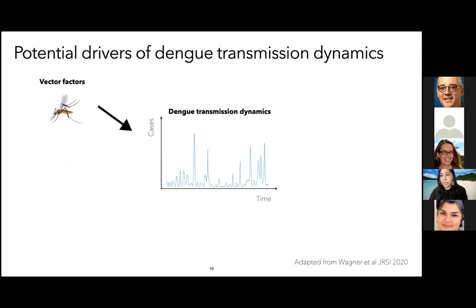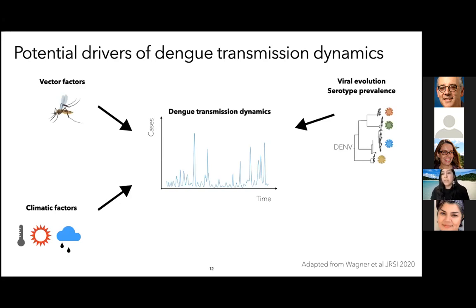And so thinking about what some of the potential drivers are of those transmission dynamics, those can include aspects of the vector. So thinking about the life cycle of the mosquito, or things like vector abundance, which we won't talk a lot about in this talk, but is important. Climatic factors, so changes in rainfall, temperature, or events that happen every few years, like El Nino Southern Oscillation. Viral evolution and serotype prevalence, so aspects of immunity or underlying changes in the pathogen that impact transmission dynamics. And again, we won't mention that here, but important to remember.